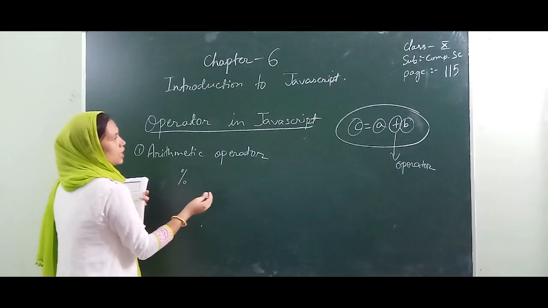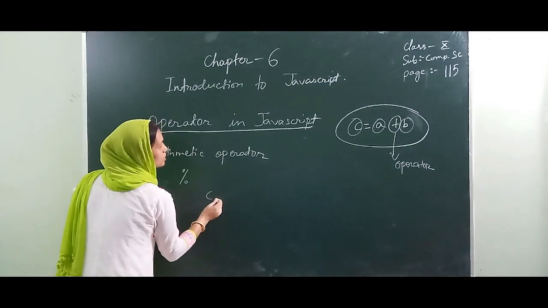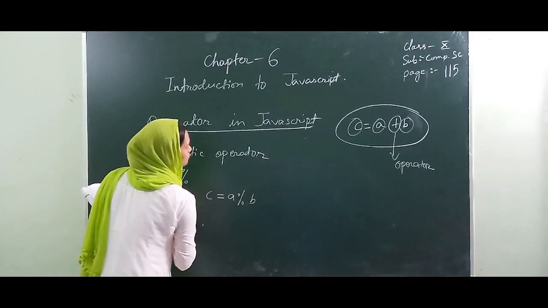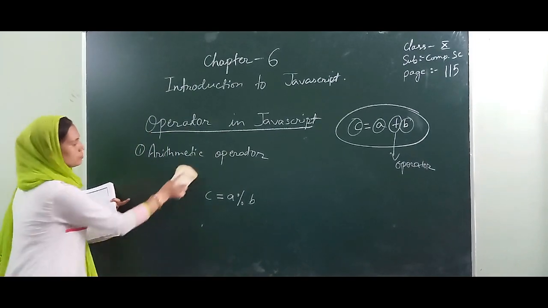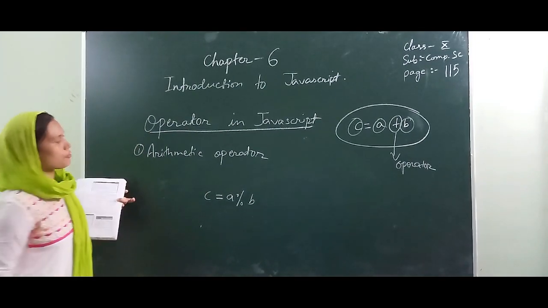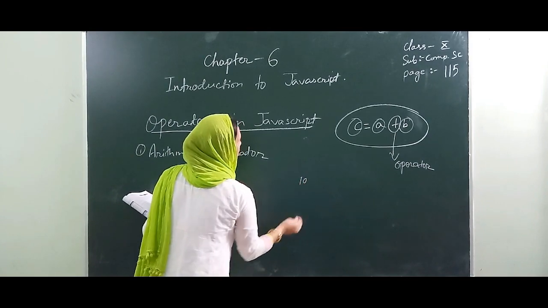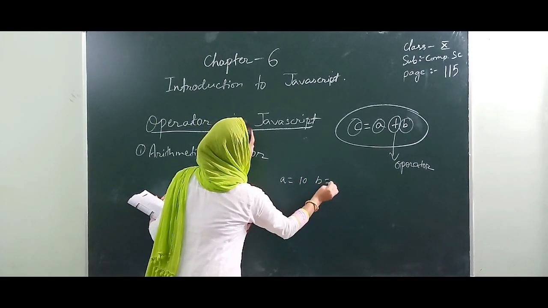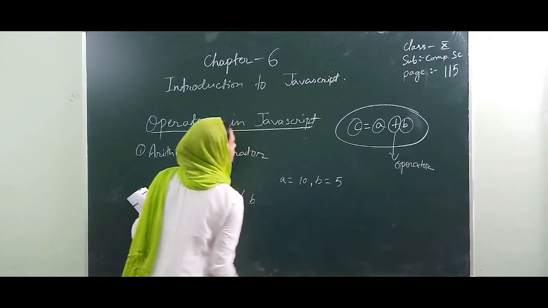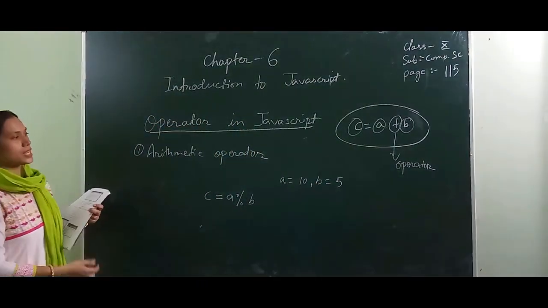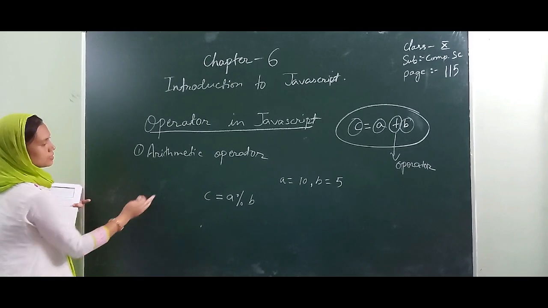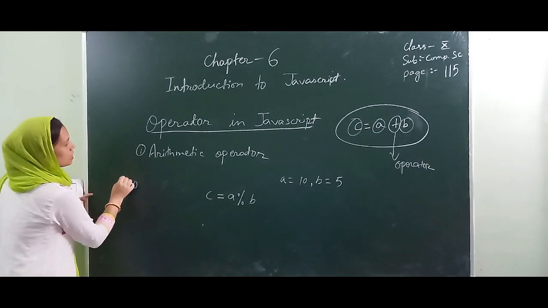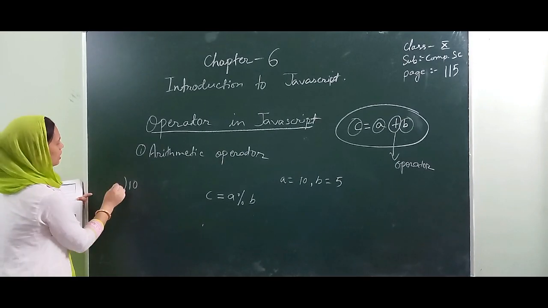Suppose in the expression C is equal to A modulus B, the value of A is 10 and the value of B is 5. Now when you calculate the expression, that is C, you will get A, that is 10, divided by B, that is 5.